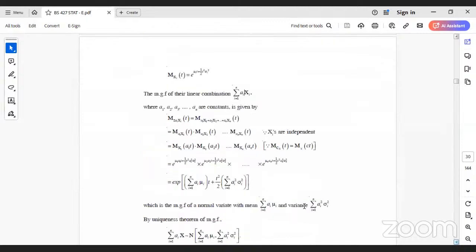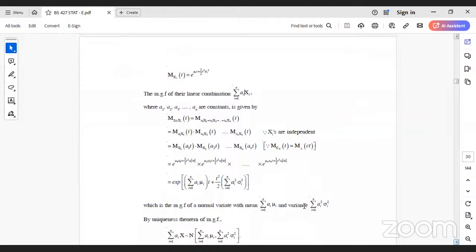So e power mu1 a1 t plus 1 by 2 t square sigma1 square a1 square, into e power mu2 a2 t plus 1 by 2 t square sigma2 square a2 square, into e power mu3 a3 t plus 1 by 2 t square sigma3 square a3 square, and so on. So the expression becomes e power sum of ai mu i t plus 1 by 2 t square sum of ai square sigma i square.